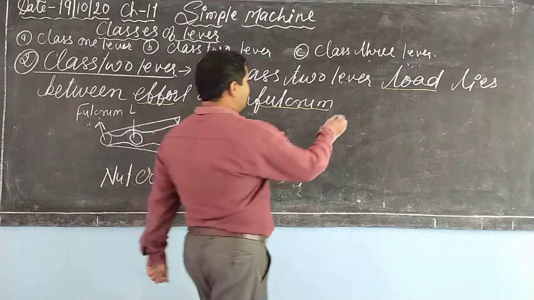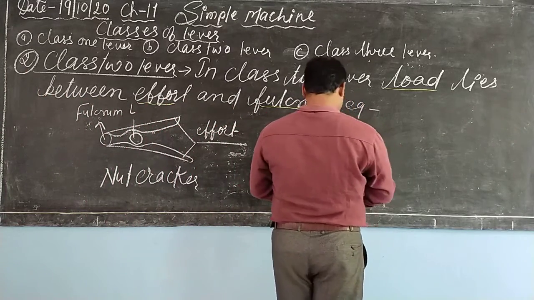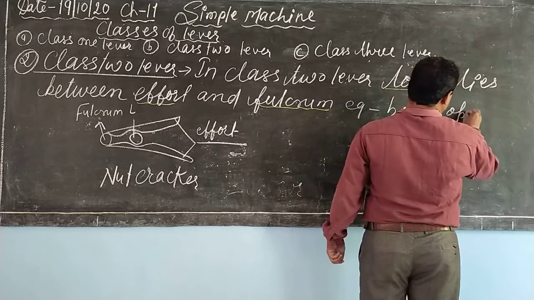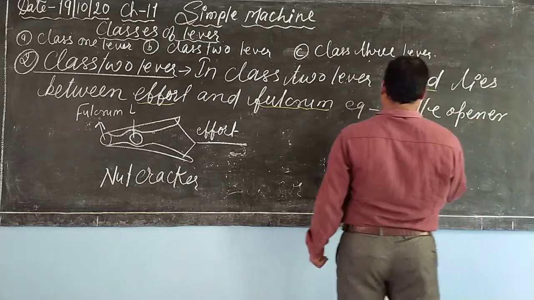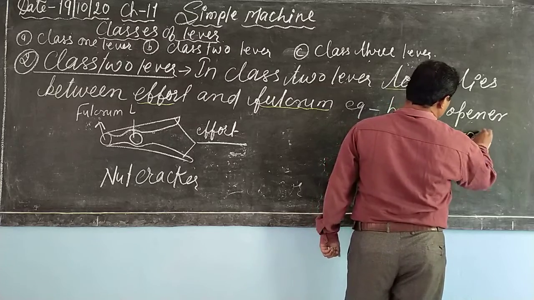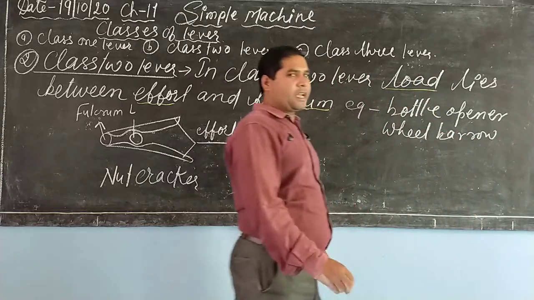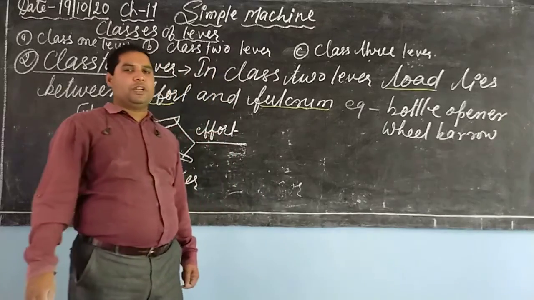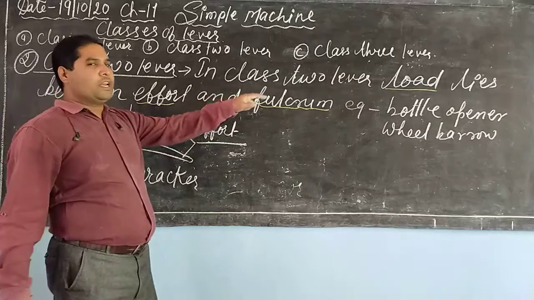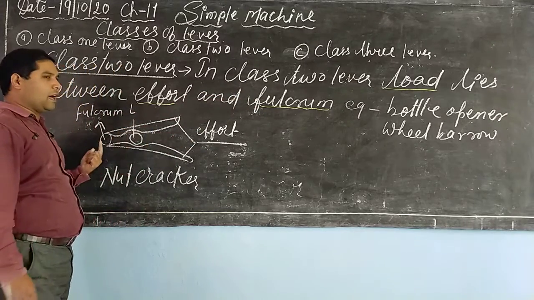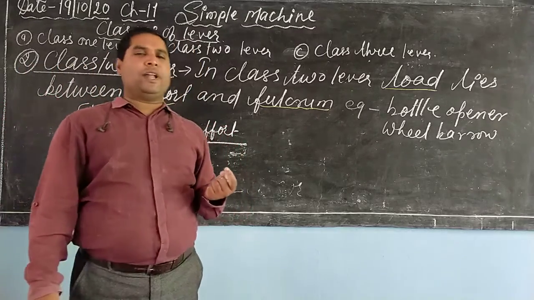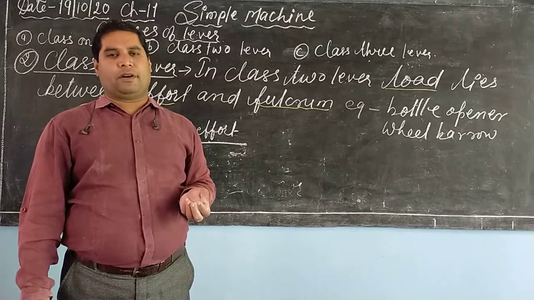Other examples are like bottle opener, wheelbarrow. These are some examples of the class 2 lever. Dear student, so in the class 2 lever you came to know that load lies between the effort and the fulcrum. Such types of lever are known as class 2 lever.